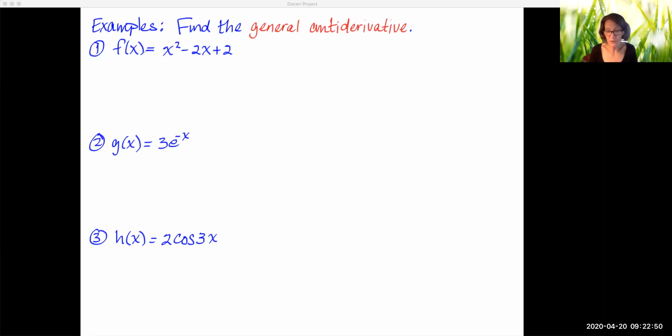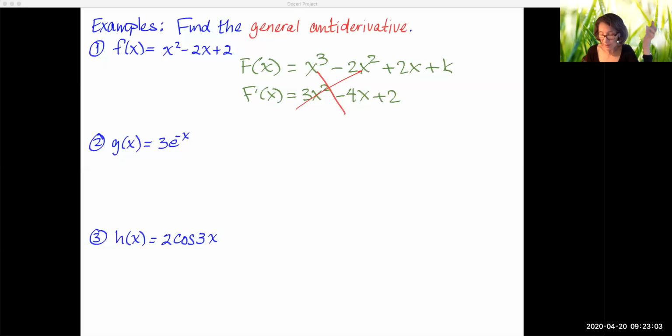So let's talk about the first one really quick. I just gave an example of a guess that didn't work. My guess was capital F of x equals x to the third minus 2x squared plus 2x plus k. But when I differentiated it, I got 3x squared minus 4x plus 2. So the 3x squared didn't work, right?